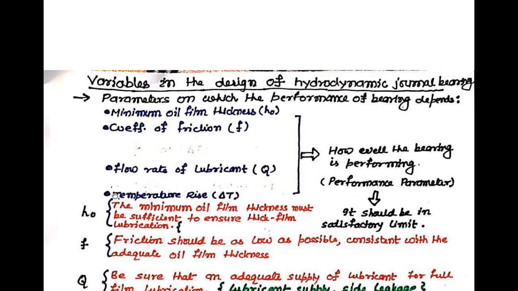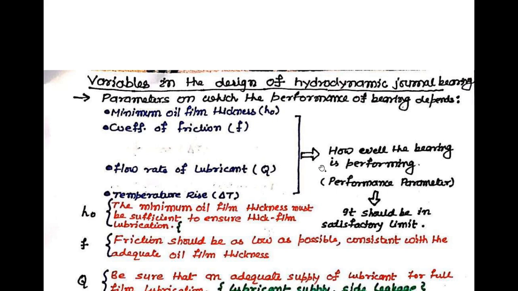And another important parameter is temperature rise of the lubricant, that is the delta T. These four parameters or variables define how the bearing is performing. Means the value of H0, because minimum film thickness H0 is required, otherwise metal to metal contact occurs and ultimately the hydrodynamic journal bearing will fail. The coefficient of friction F has also a role. This is the flow rate of lubricant, this is the temperature rise of lubricant, that is delta T.